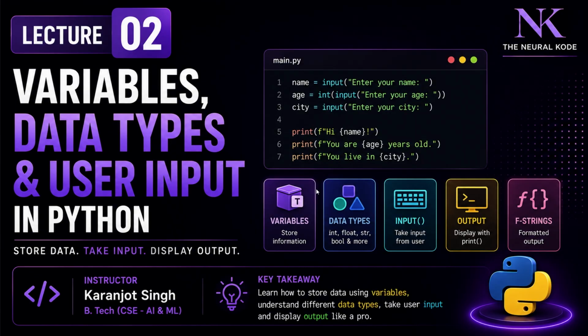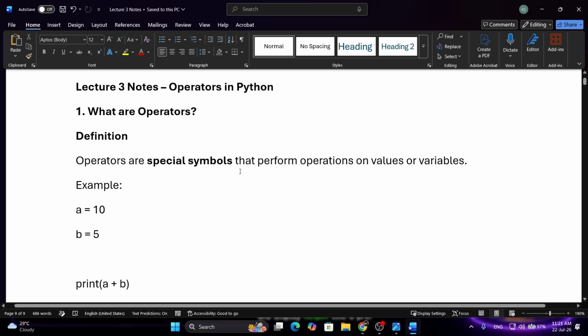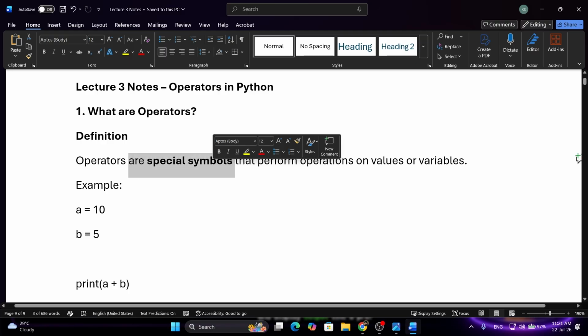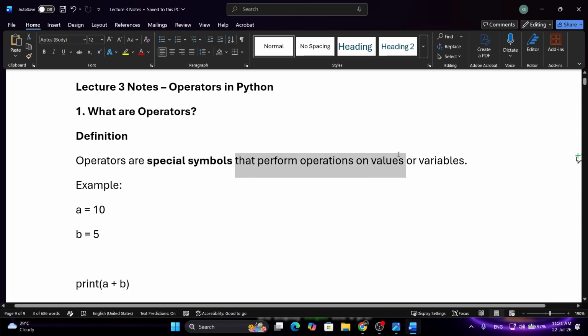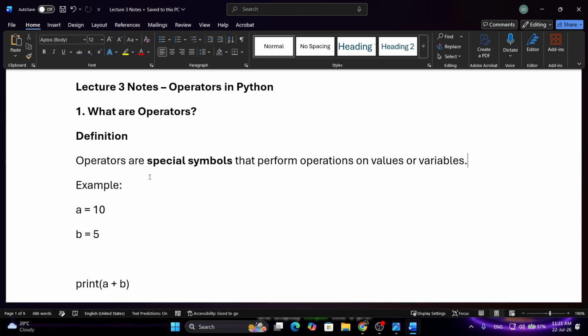So let us start. What do we mean by operators? Operators are special symbols that perform operations on values or variables. Simply put, operators are some special symbols, and what they do is perform some operations on values, or we can say variables. Simply, this is the meaning of that.